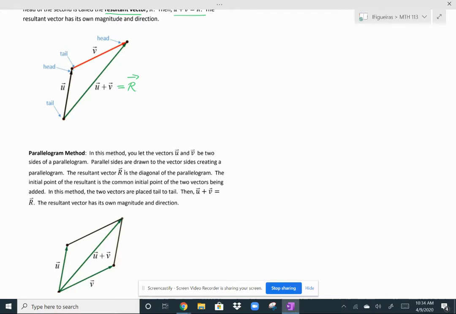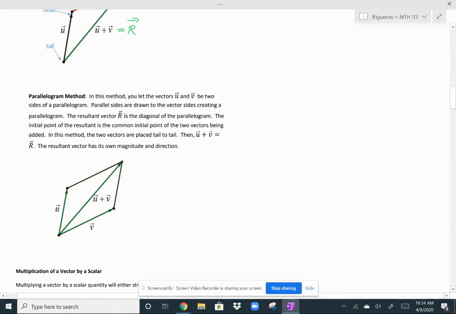And you connect the tail, so the tail of u and the tail of v get connected at this point right here. Then you draw two lines parallel to u and v. So parallel to v is this one that you see here, and parallel to u is this one that you see here. And when you connect them, you end up with a parallelogram.